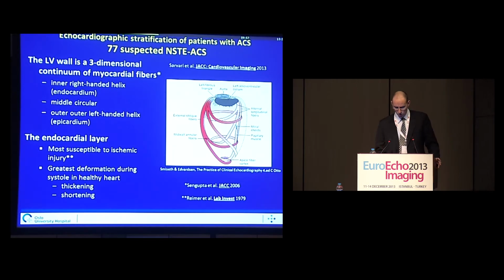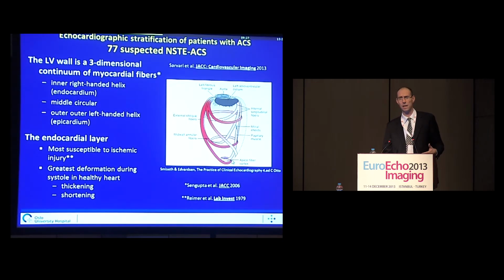In the next study, we looked at 77 patients with suspected NSTEMI within 48 hours, again, of symptom onset, and we assessed layer-specific deformation. The background for this study is that the LV wall is a three-dimensional continuum of myocardial fibers with an inner right-handed helix, a middle circular layer, and an outer left-handed helix.